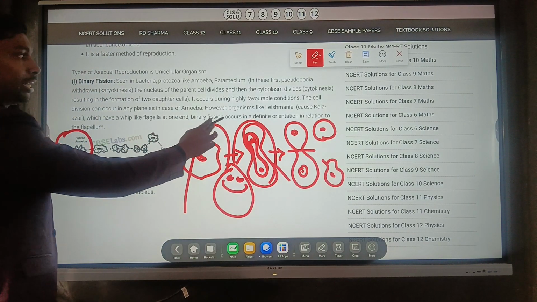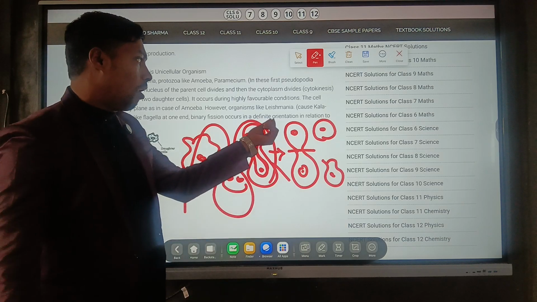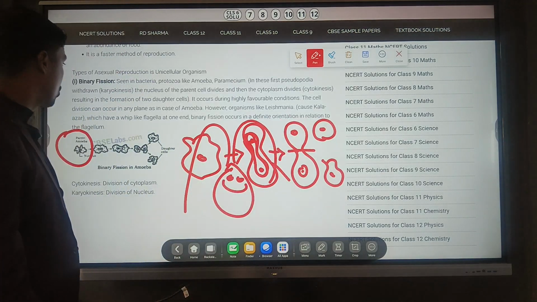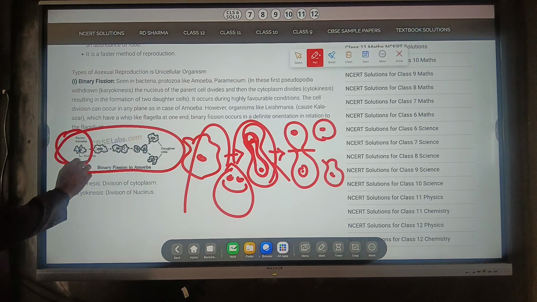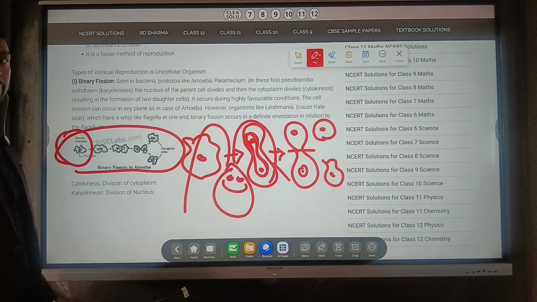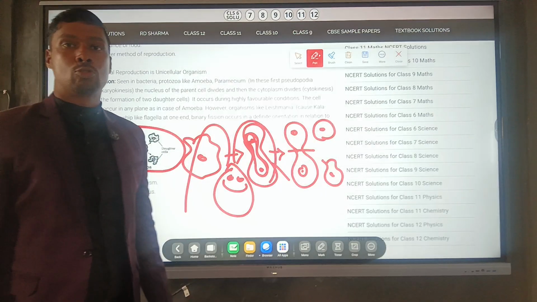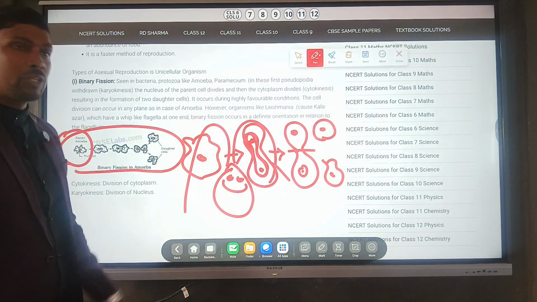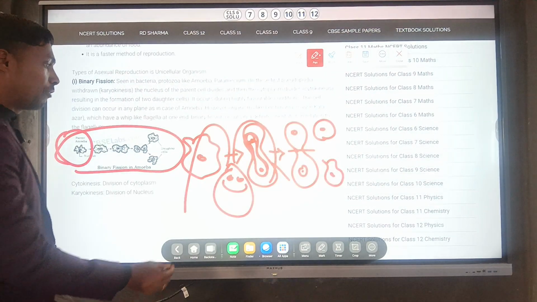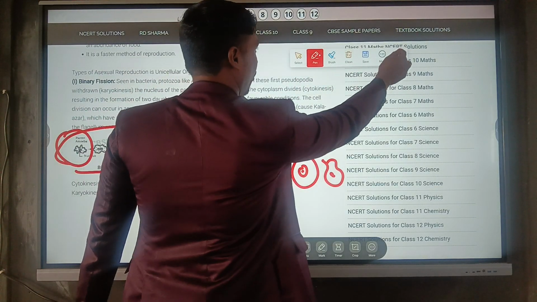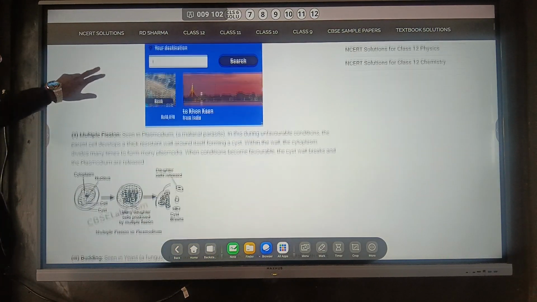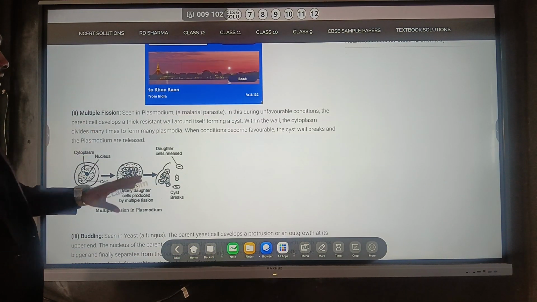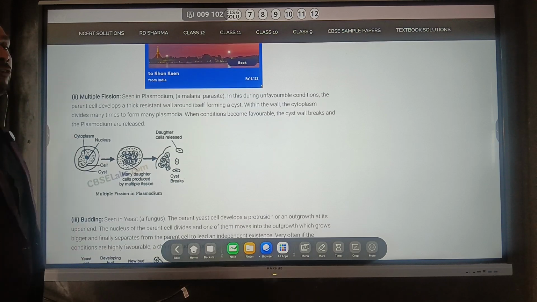In this case, binary fission occurs in a definite orientation in relation to the flagellum. Binary fission was already explained very clearly, and amoeba is the best example of binary fission. Next we are going to learn about multiple fission. What is multiple fission? I am going to explain what is meant by multiple fission. Yeast cells are the best example of multiple fission.